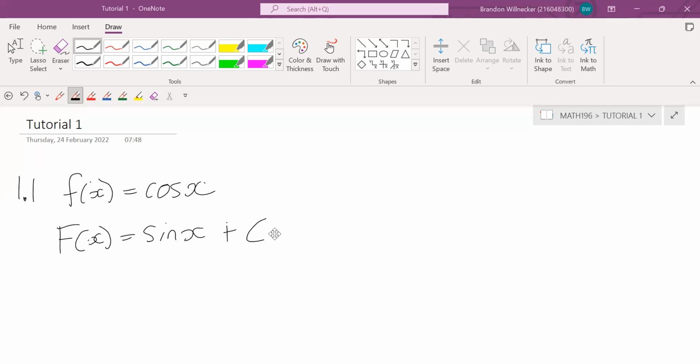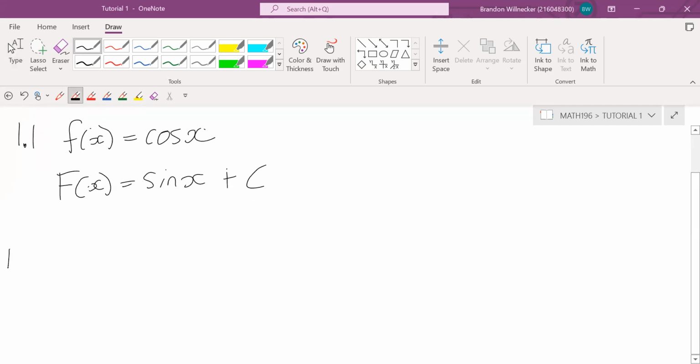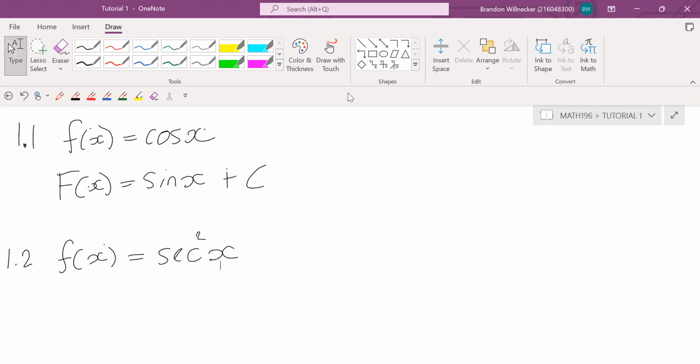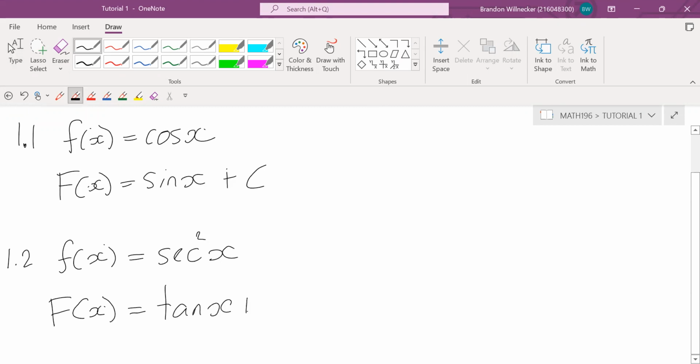And we can easily check our work. If we take the derivative of sine x plus c, we get back to cos x. So we know that that's correct. 1.2, we have f of x is equal to sec squared of x. Now this one we covered already before, so I'm just going to write the solution down. The antiderivative in this case is going to be tan x plus c. And then you can, again, take the derivative just to check your answer.